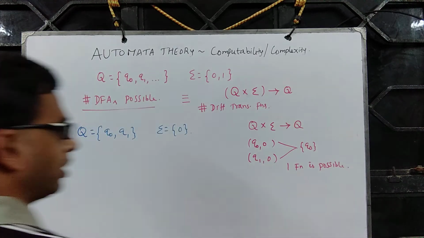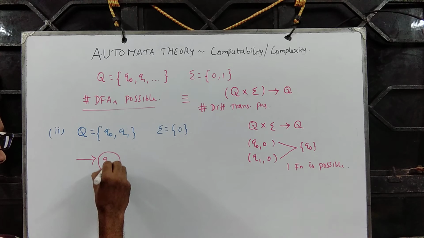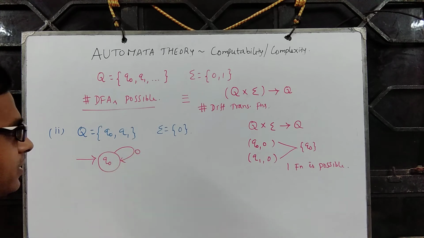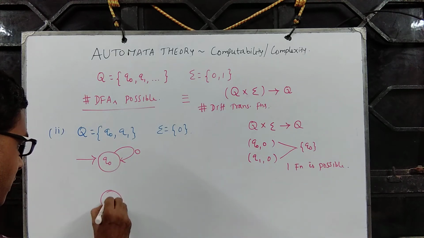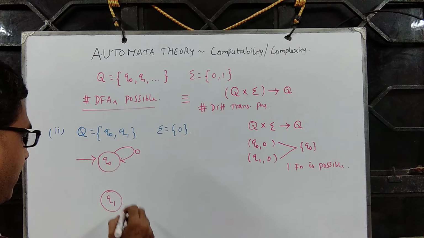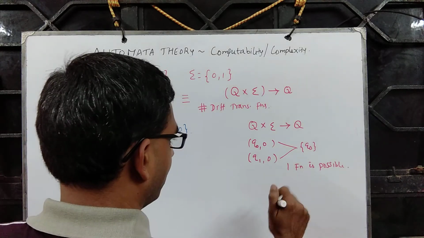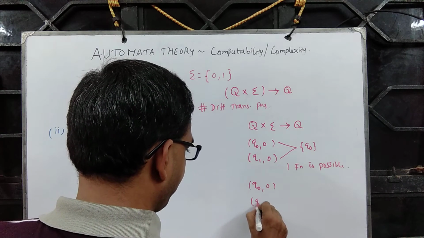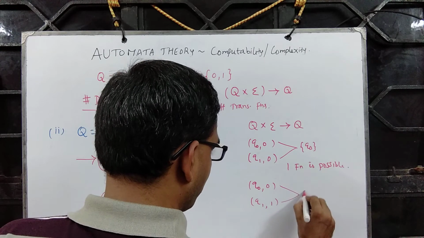Now each of the two pairs can map to either Q0 or Q1, so there are several functions. One function is Q0 comma 0 and Q1 comma 0, both mapping to Q1.